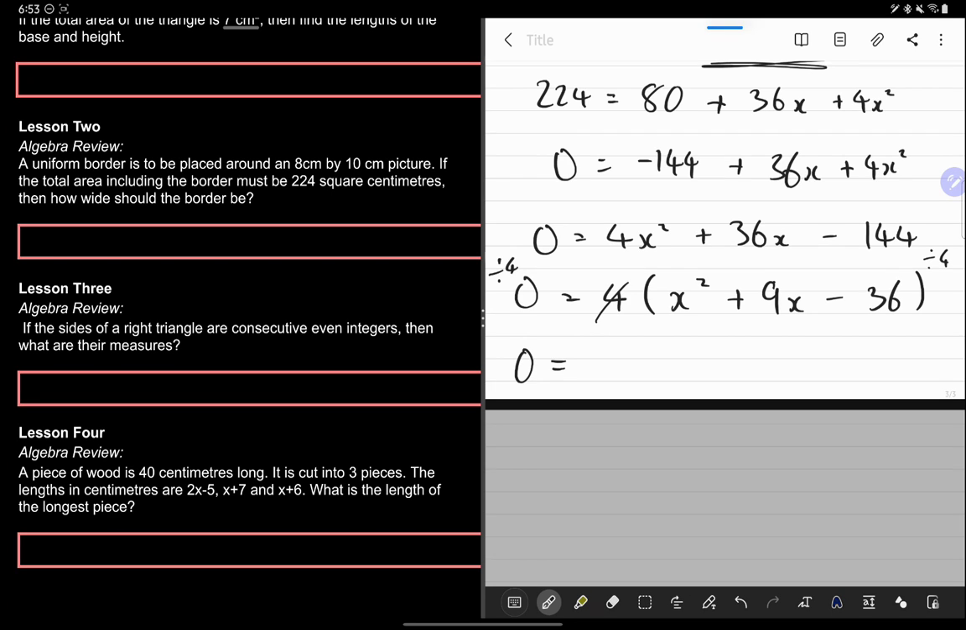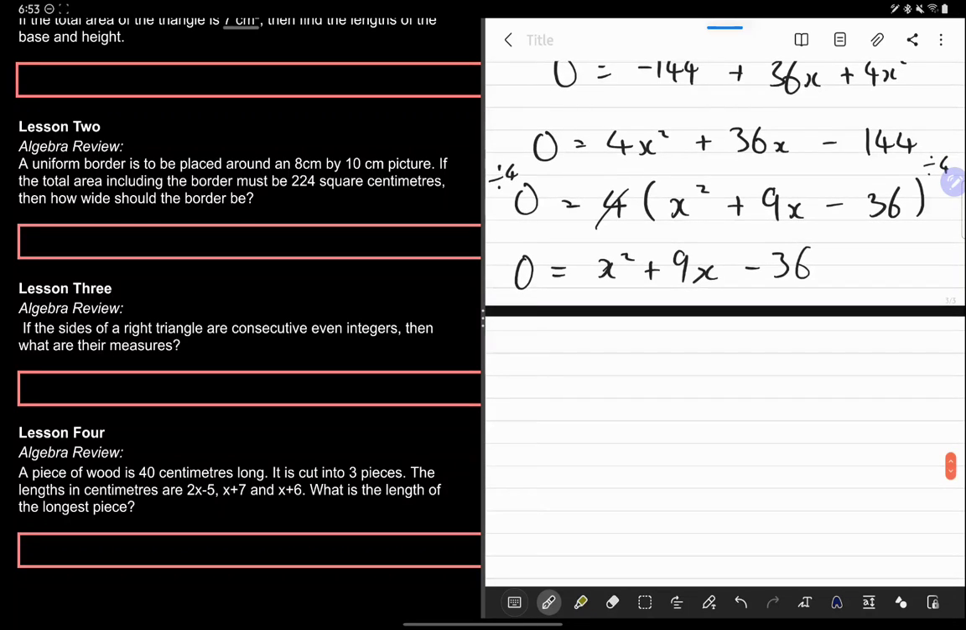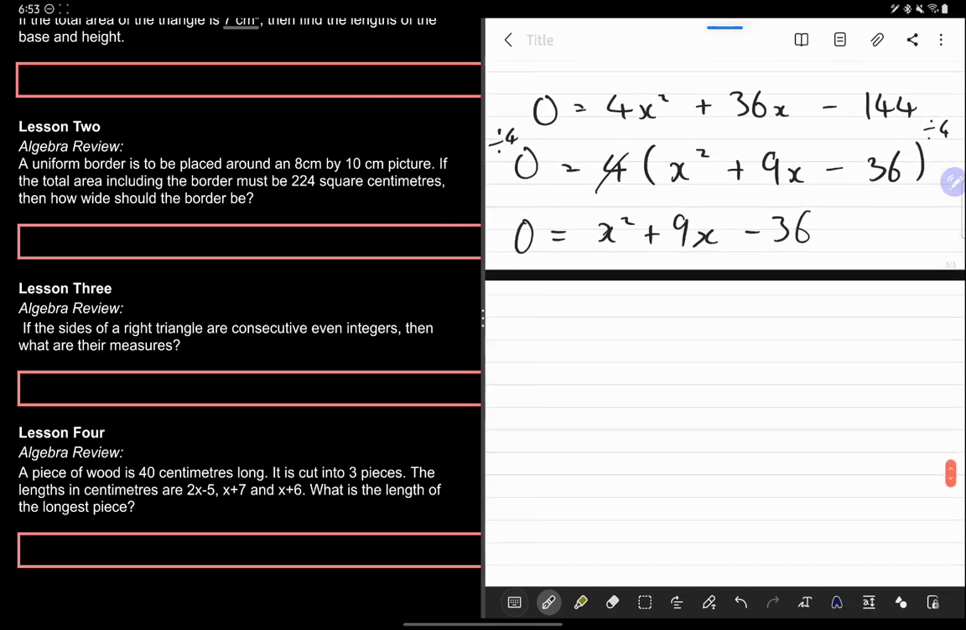0 divided by 4 is just 0. So I'm left with this. That's a bad 9. Let me draw that again. I'm left with that. Cool. Let's factorize. Here we go.